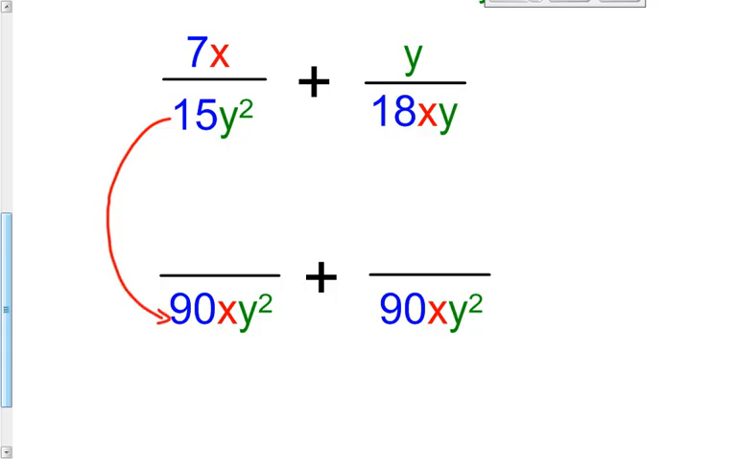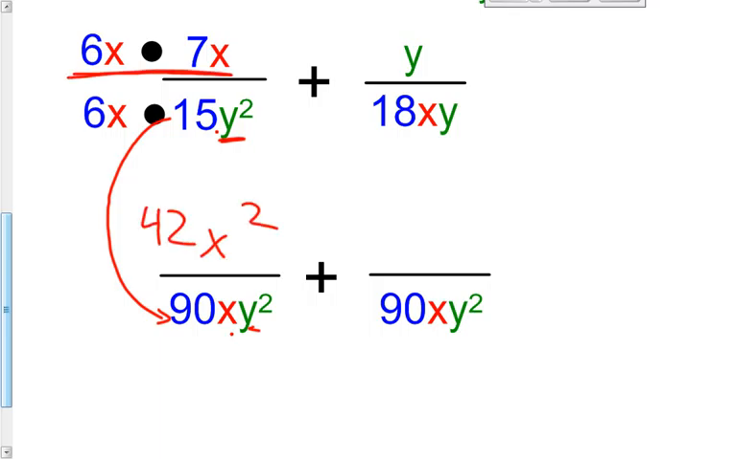Well, to get from 15 to 90, you had to multiply by the number 7. To get from no x's to 1x, you had to multiply by x to the first. And to go from y squared to y squared, you didn't multiply by anything there, so you had to multiply both top and bottom by 6x. I might have said 7 at first. I apologize for that. 6x. So if you multiply the bottom by 6x, you certainly better multiply the top by 6x. So now we have 42x squared.